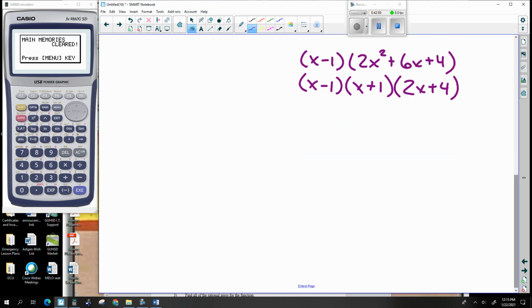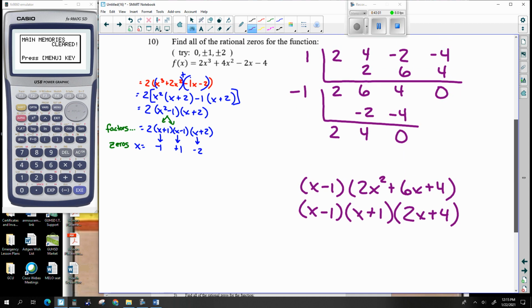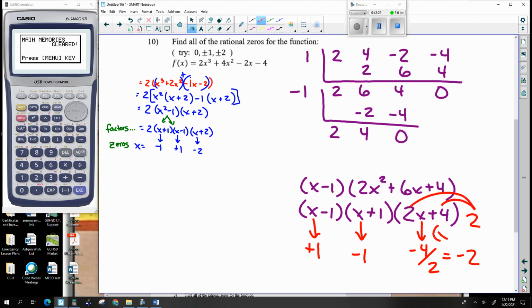Okay, so these are all technically factors. In case your factoring skills aren't really up to speed, that's cool. So this answer is +1, -1, and this would be opposite number over letter. So -4 over 2 is -2. Hopefully you can see you can take a 2 out of this. Let's leave that. That's the idea.